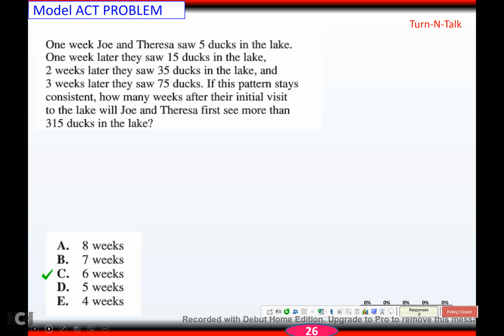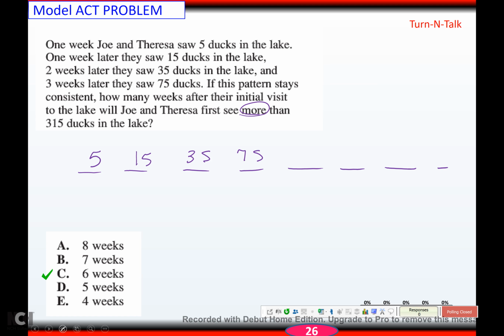And hopefully you got 6 weeks. So it says 1 week Joe and Teresa saw 5 ducks in the lake. Then they saw 15. Then they saw 35. Then they saw 75. And it says if this pattern continues, how many weeks after their initial visit to the lake will Joe and Teresa first see more than, not exactly, but more than 315 ducks in the lake?